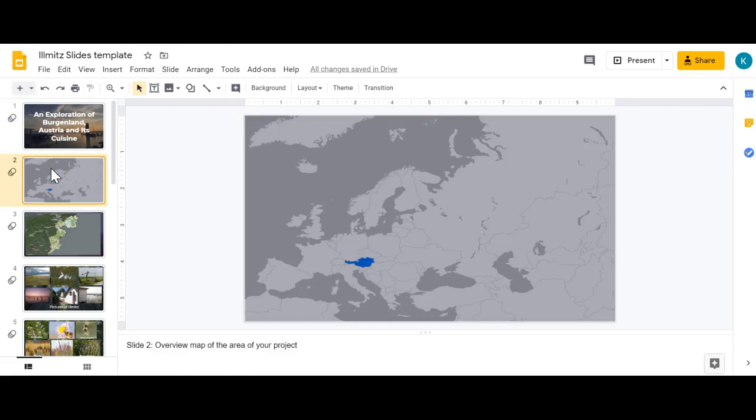The second slide is where you have an expanded, overview map of the country and its location on the globe that you're going to be investigating. So this little blue region right here is the country of Austria in Europe. So you want to have just a sense that people know where in the world it is.